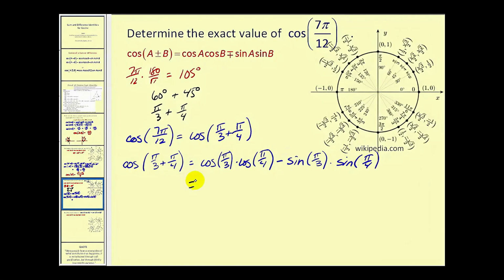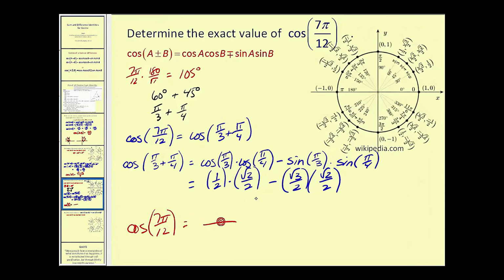Cosine of pi over 3 radians, here's pi over 3 radians, so that's equal to the x-coordinate, or 1/2. The cosine of pi over 4 radians is equal to square root 2 over 2. The sine of pi over 3 radians would be square root 3 over 2. And the sine of pi over 4 radians would be square root 2 over 2. Notice we have a common denominator of 4. So what we have found is that the cosine of 7 pi over 12 radians is equal to, again, our denominator is 4, and our numerator would be square root 2 minus square root 6.